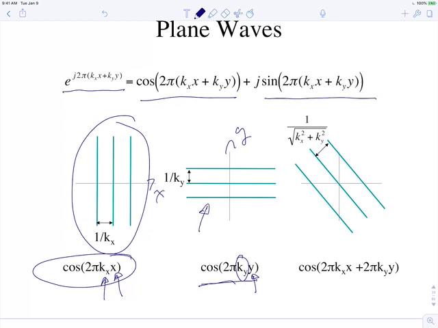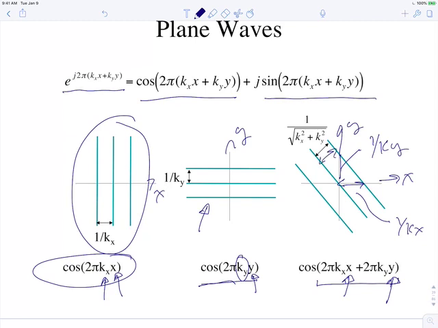All right, so that matches what we talked about when we were doing some hand waving before. Now if I have both of them together, then it turns out I'm going to have variation in both x and y, because this depends on both x and y. The spacing here is 1 over kx, and the spacing here is 1 over ky. And it turns out mathematically you can show that this spacing here is just 1 over the square root of kx squared plus ky squared.